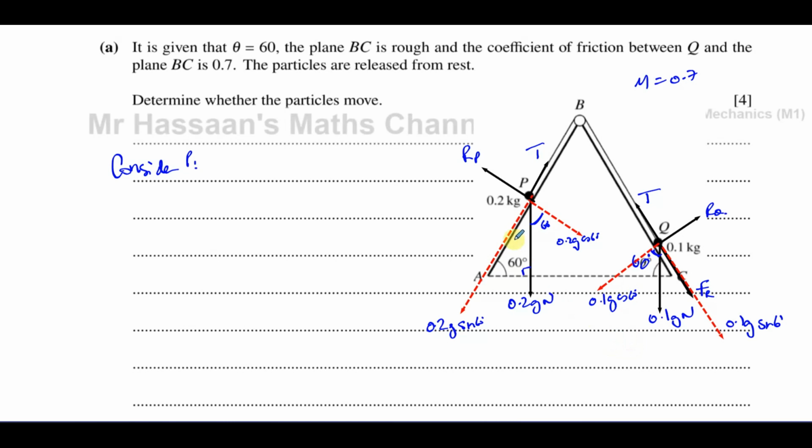Now let's consider the forces acting on P. You basically have these two forces. You have 0.2 G sine 60, which you can say is equal to T if it's in equilibrium. So T is equal to 0.2 G sine 60. That's going to be 2 times root 3 over 2, which is root 3 newtons. That would be the tension in the string.